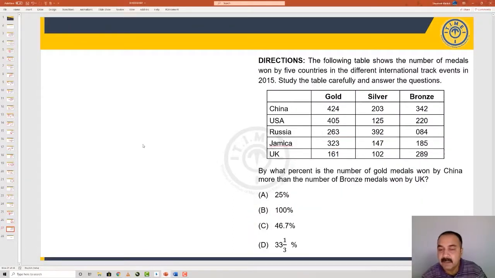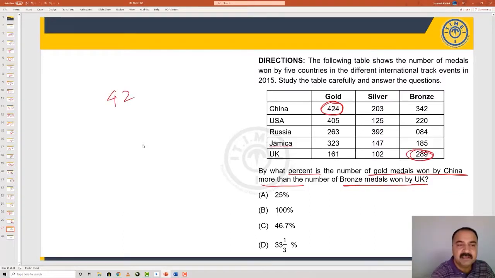Last question now for this table. By what percentage is the number of gold medals won by China more than the number of bronze medals won by UK? So by what percentage is this number more than this number? So what is the gap between the two numbers?